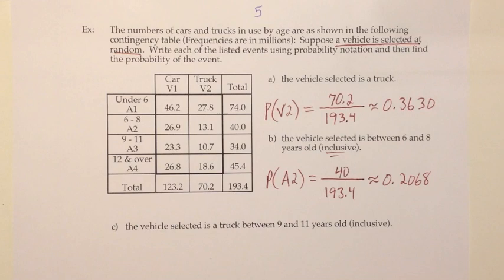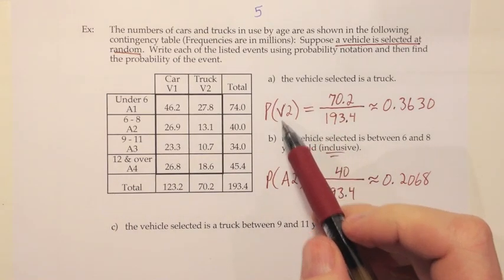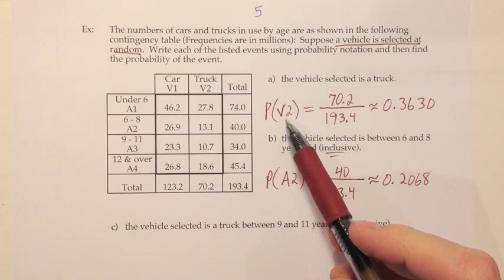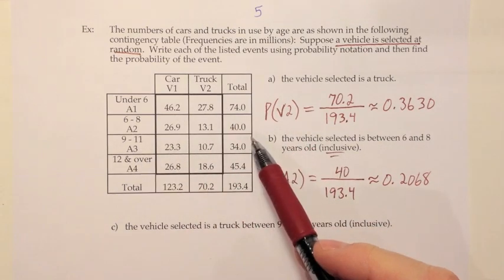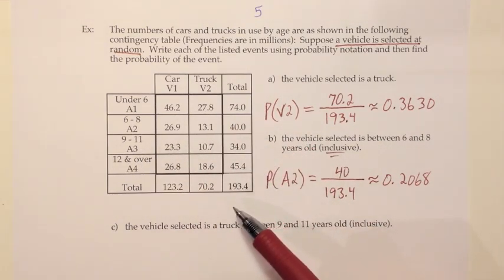So those are kind of the basic probability questions. There's no ands or ors yet, just an individual item. And when you're doing just an individual variable, you're going to use the total for that column or row divided by the grand total in the table.